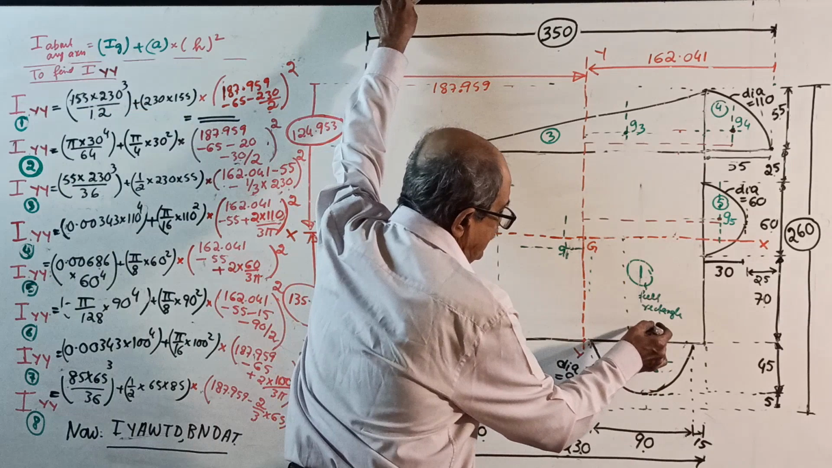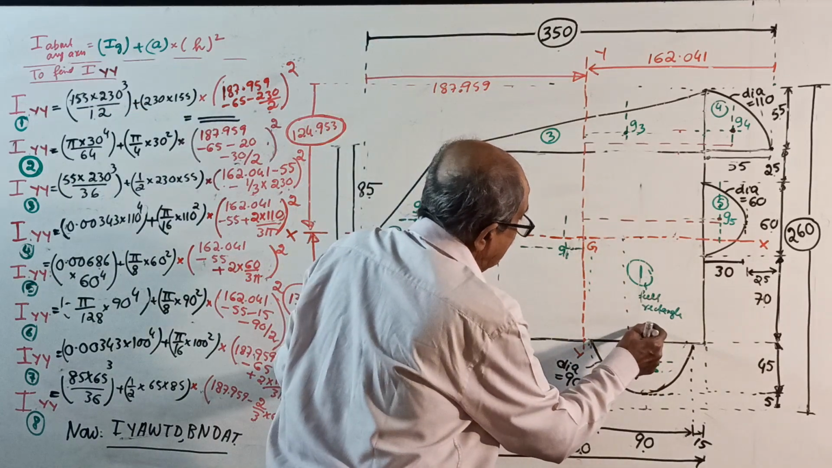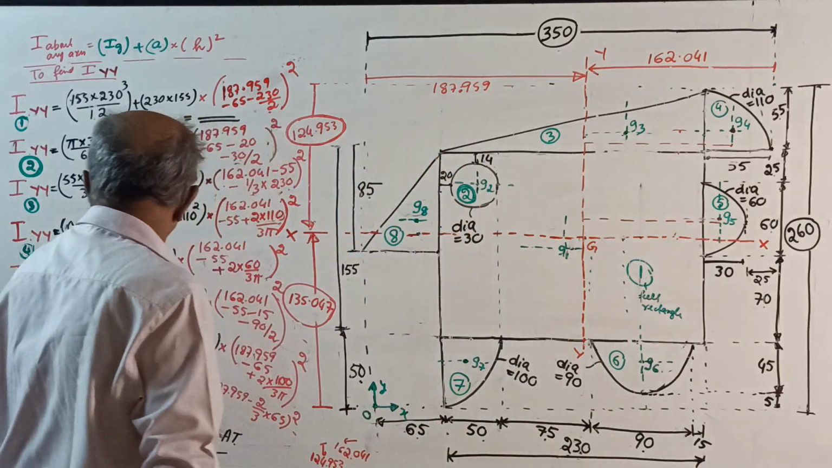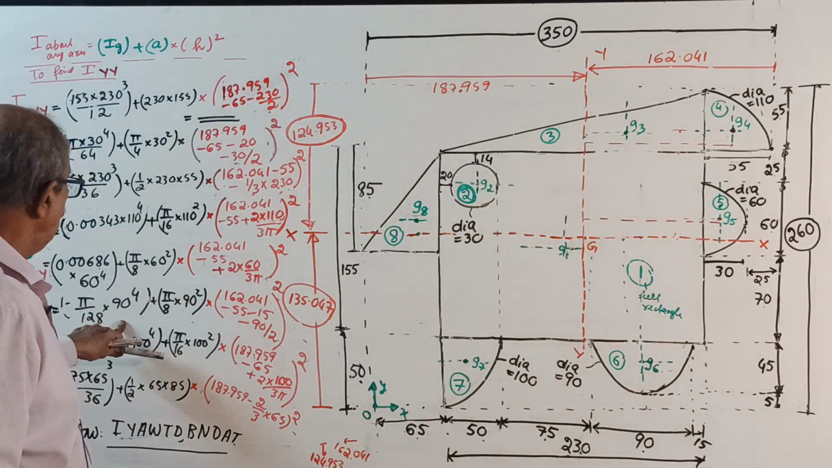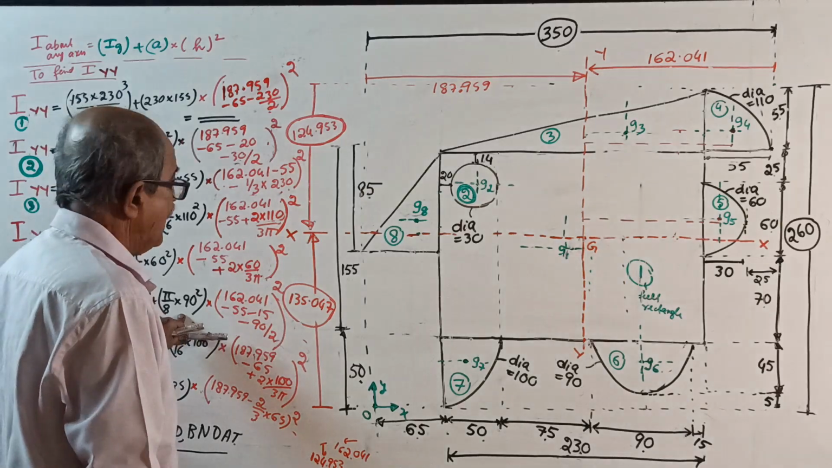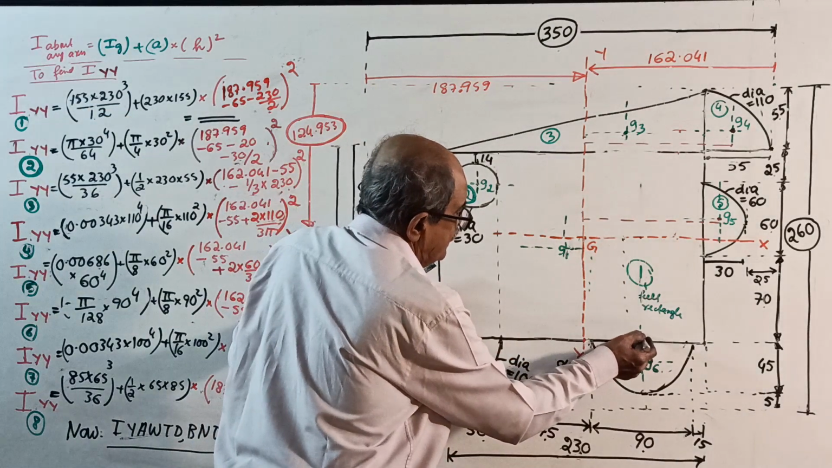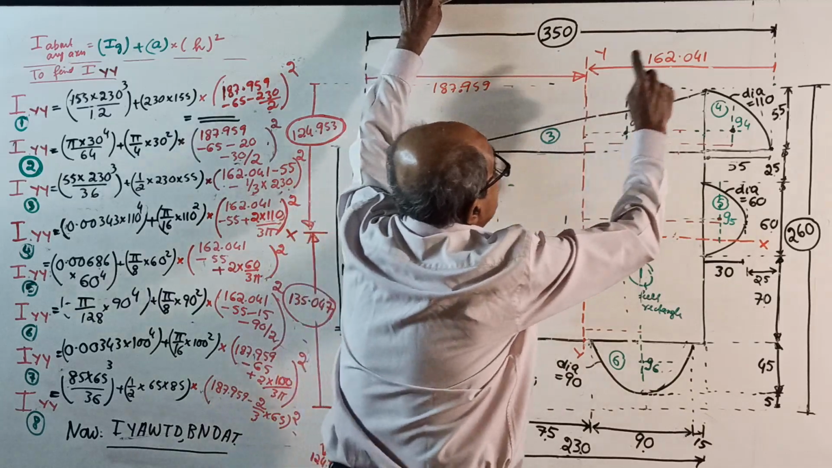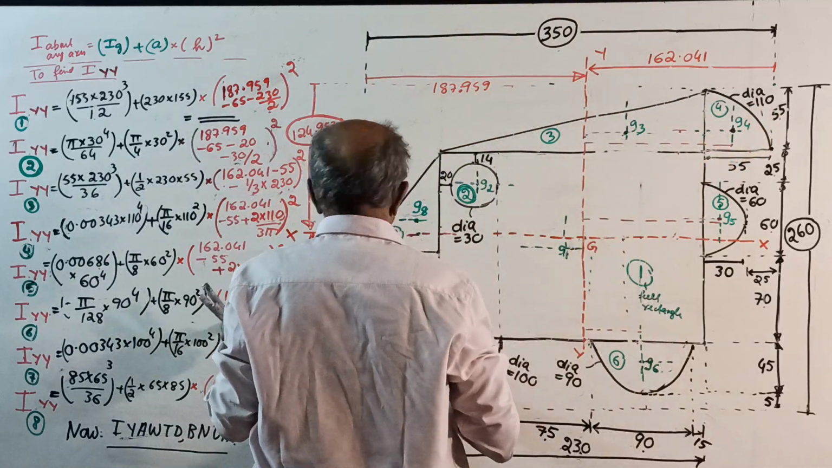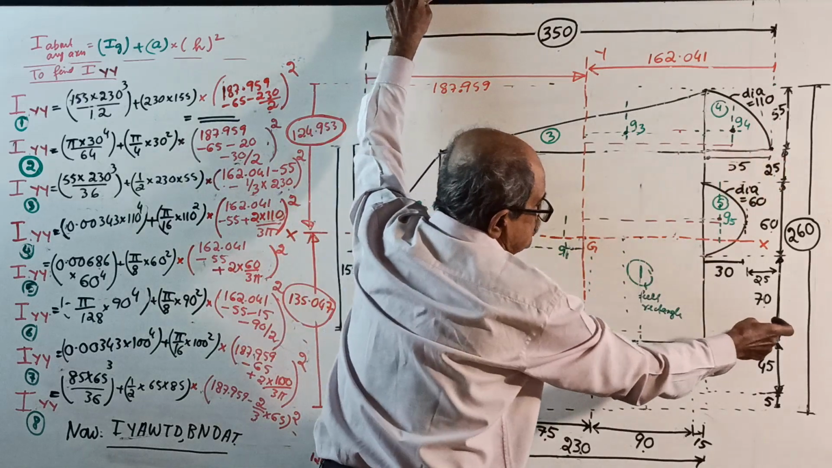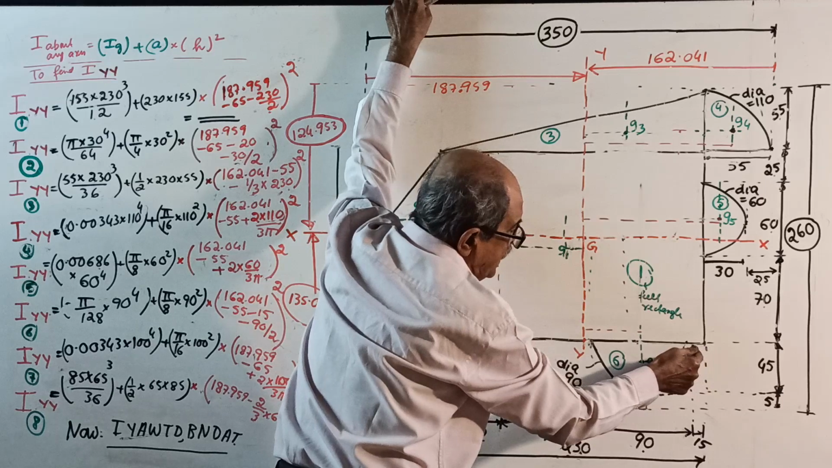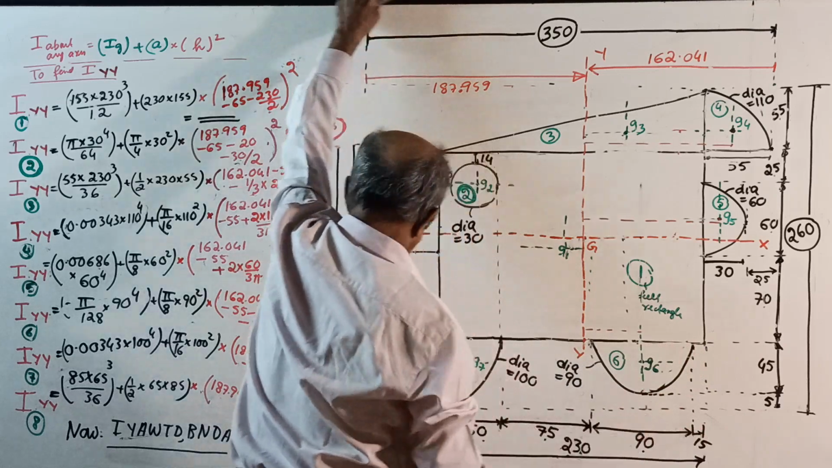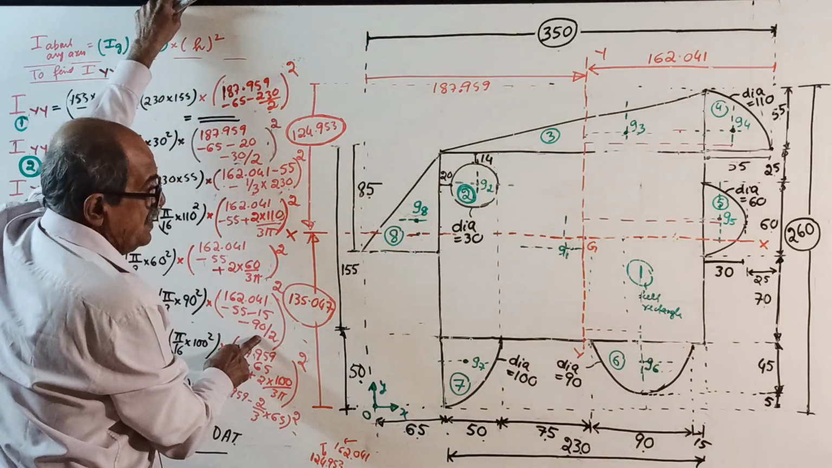Sixth one. I about its own centroidal axis. See, oh, this is a symmetry axis. Therefore, pi by 128 diameter power 4 plus area, pi by 8 of diameter square, into this distance square. That is this distance square: 162.041, where is it here? Minus 55, minus 15, you reached here now, from here minus half of 90. Okay, this is also cleared.